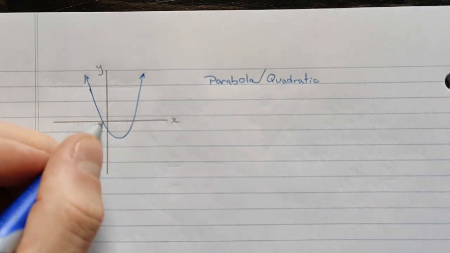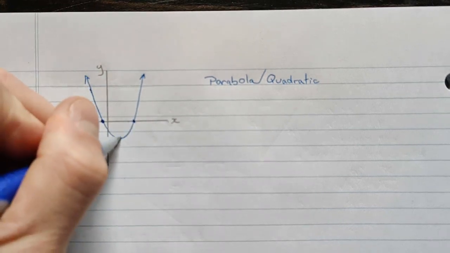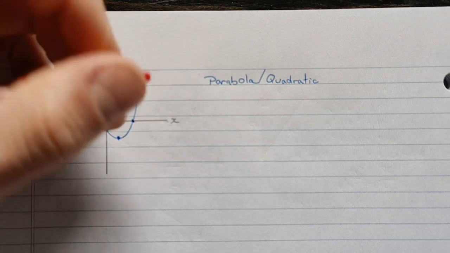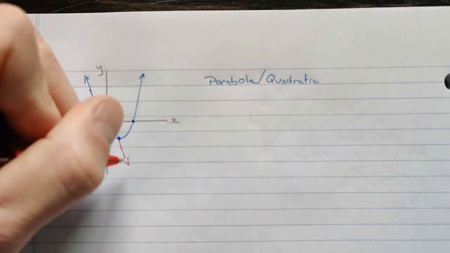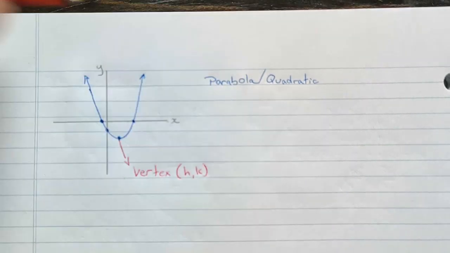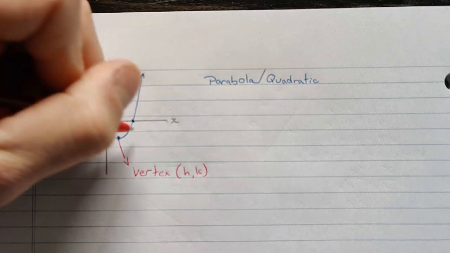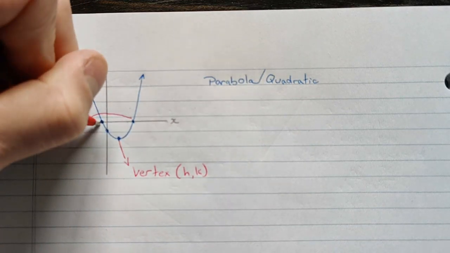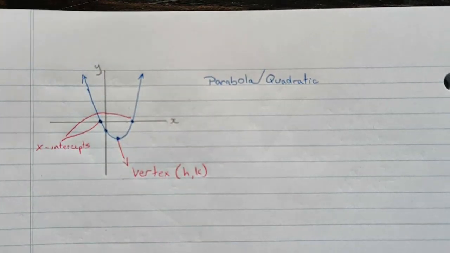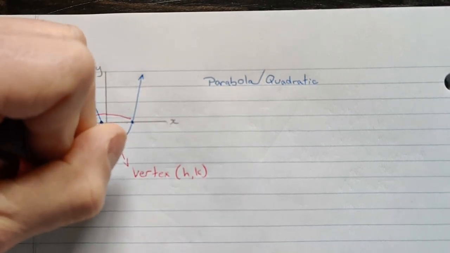And then we have our key points here: the x-intercepts, vertex, y-intercept, and there's a couple others. So first off, this is the vertex. We often label it as (h, k), which is in the next note there. The x-intercepts, and then the y-intercept.